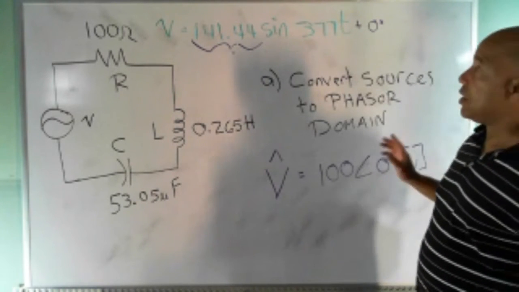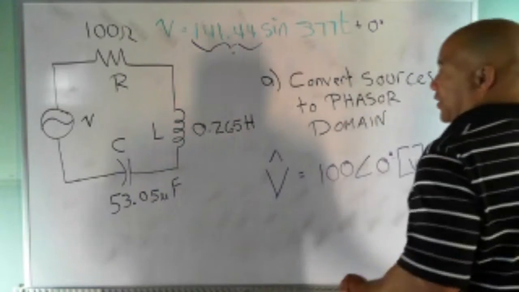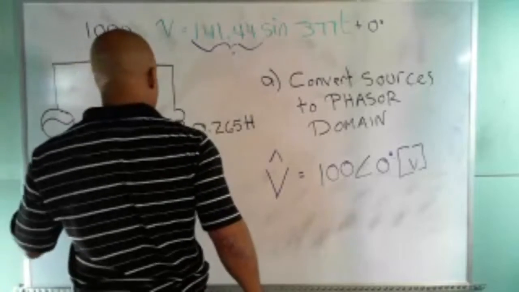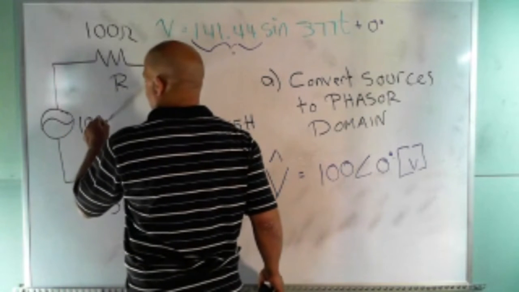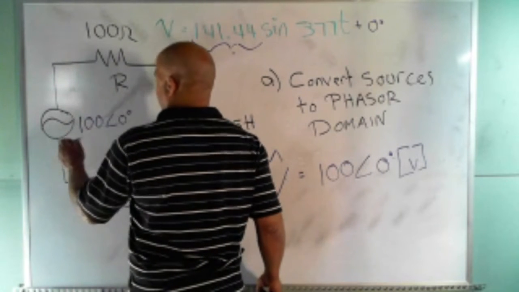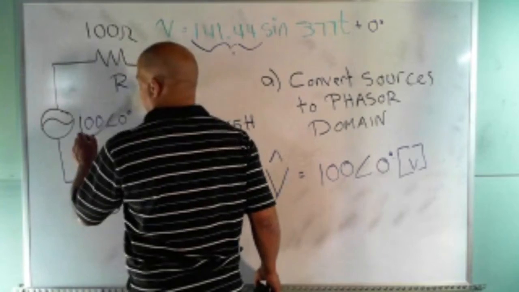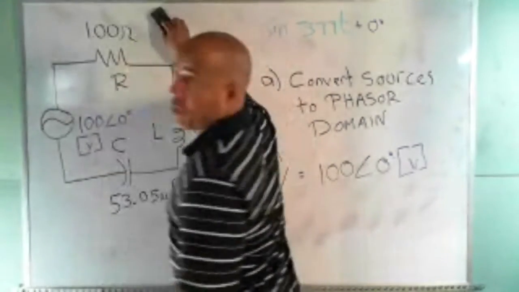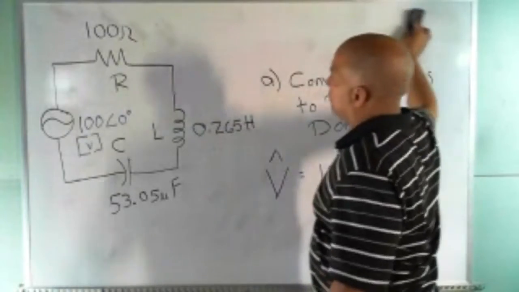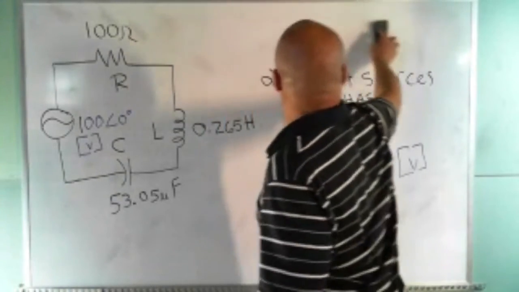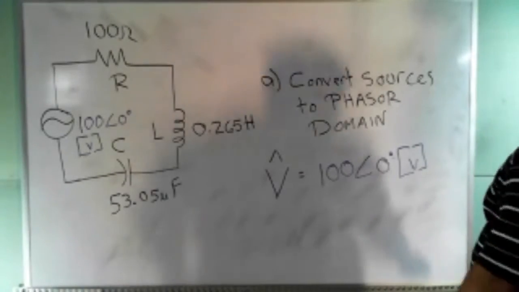So I can get rid of this and show it as 100 angle 0 degrees. My units are volts. You never want to work in time domain. You always convert it to a phasor. All right, so we've done that part.